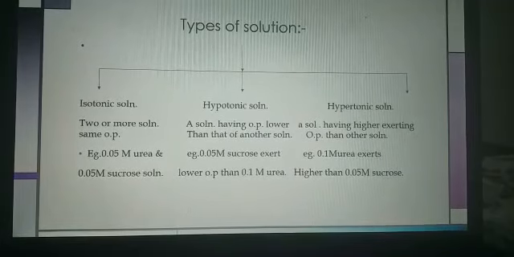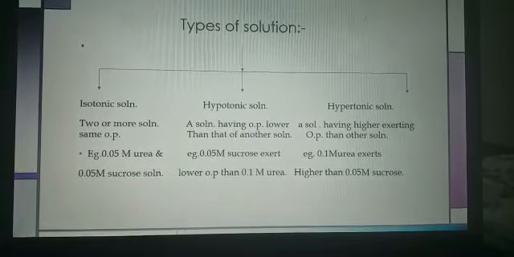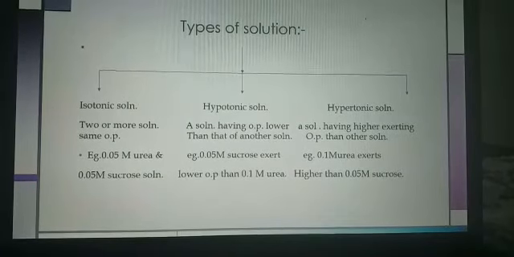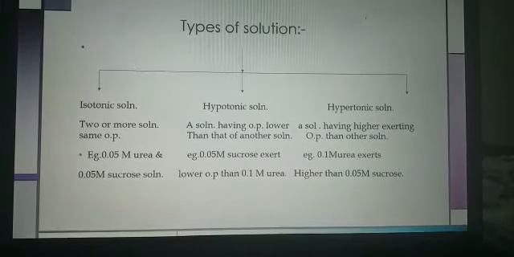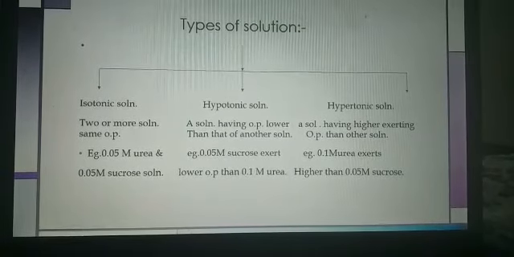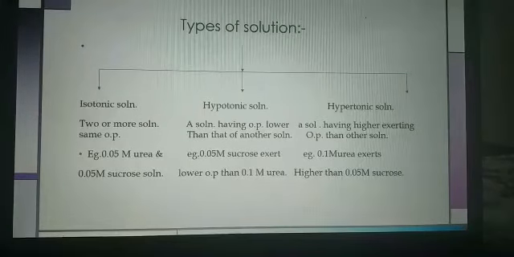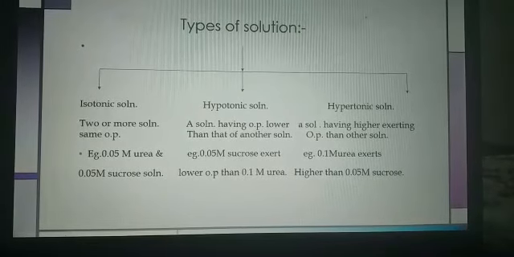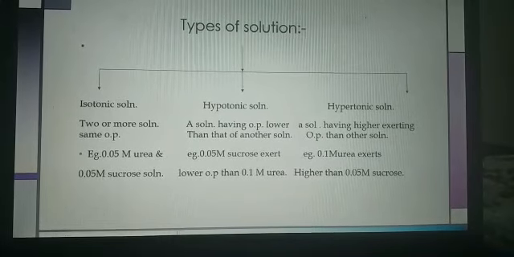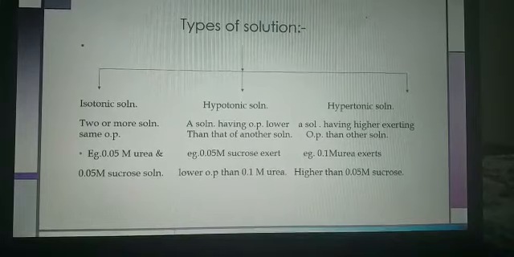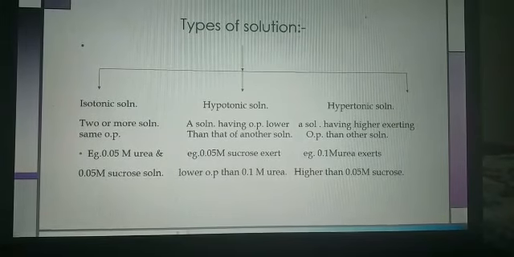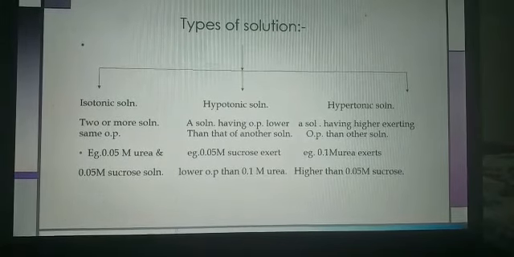Now if we take an example of isotonic solution, a good example is urea and sucrose, both having the same concentration, that is 0.05 molar urea and 0.05 molar sucrose solution, both having the same osmotic pressure, and hence it is an example of isotonic solution. Here remember one thing: solutions having the same molar concentration but different concentrations in gram per liter, if separated by a semi-permeable membrane, then there is no flow of solvent in either direction.